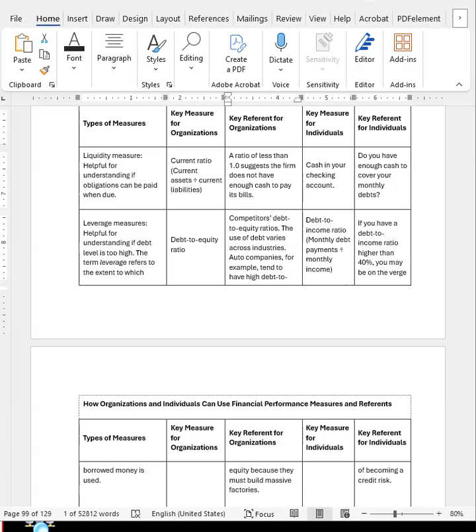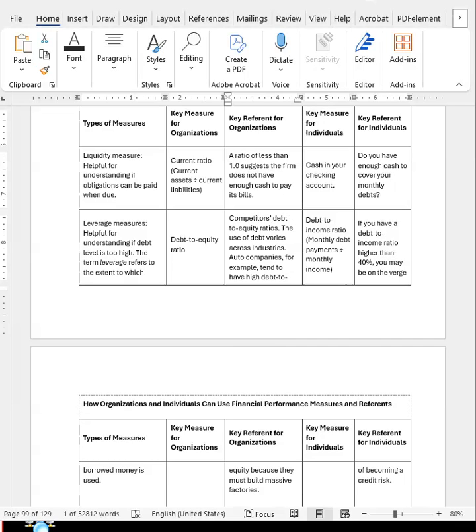Leverage measures, helpful for understanding if debt level is too high. The term leverage refers to the extent to which borrowed money is used. Debt-to-equity ratio. Competitors' debt-to-equity ratios. The use of debt varies across industries. Auto companies, for example, tend to have high debt-to-equity because they must build massive factories.